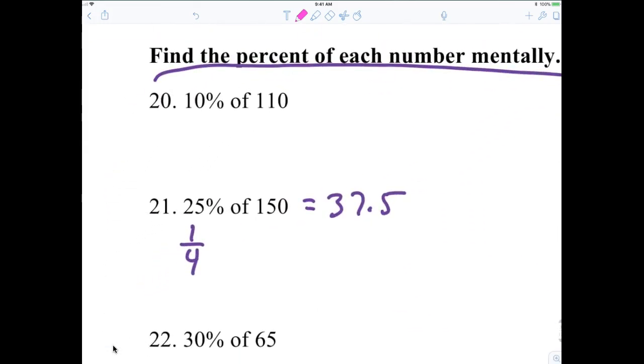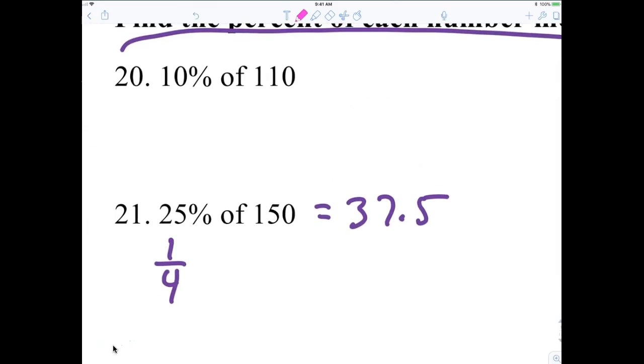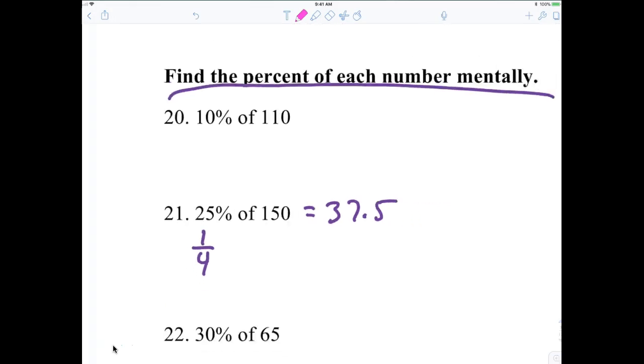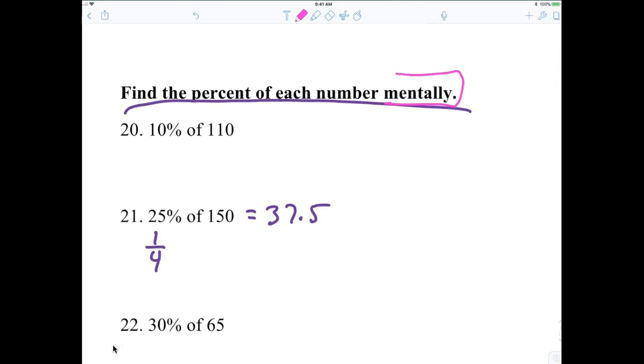All right? Just like this right off the bat. 10% of 110. You don't need a calculator for that. Since we're taking 10%, I just have to move the decimal what? Once. You move it once. 1% is moving it what? Twice. Mentally, we're trying to figure this out without using a calculator. So 10% of 110 would just be what? 11. Does anybody have any questions with that?